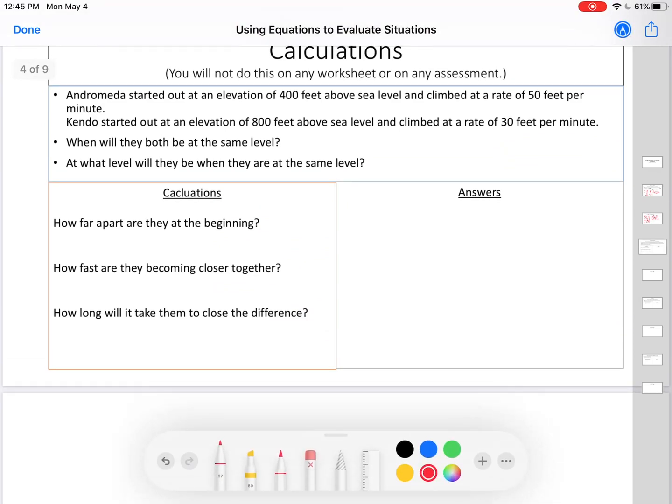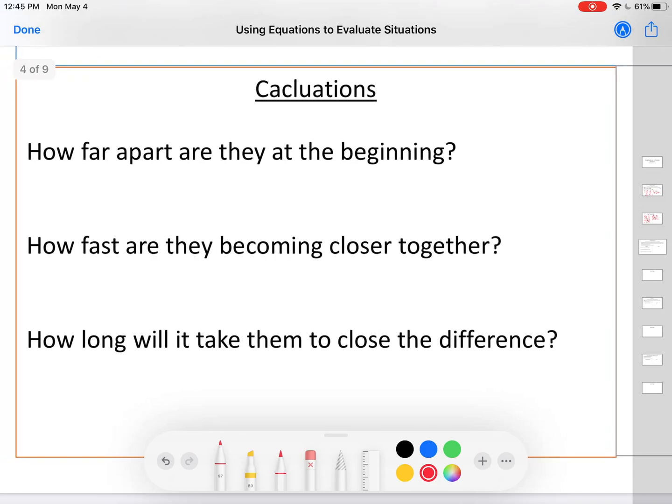Calculations. Okay. This is the exact same situation. Andromeda starts out at 400 and climbs at 50. Kendo starts out at 800 and climbs at a rate of 30. When will they both be the same? At what level will they both be the same? Okay, first step. Let's answer some questions.